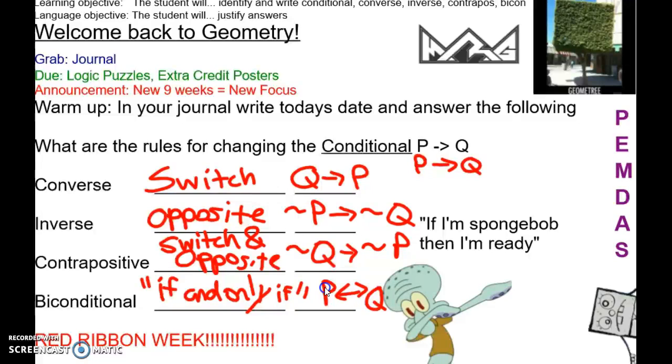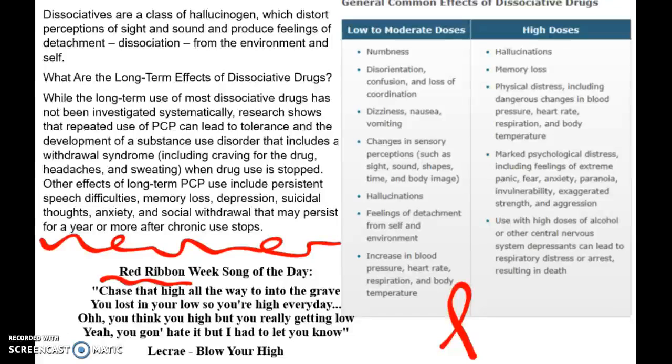Unfortunate. What we want to do now, what we're doing all week, is I'm giving y'all some Red Ribbon Week factoids. Okay? So we'll be talking about what are called dissociative drugs and their effects.